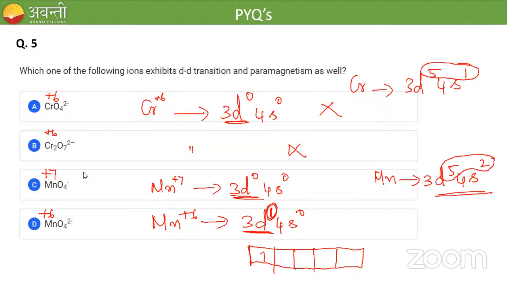So MnO4 2 minus is not permanganate. This is manganate ion. Manganate is paramagnetic only. Permanganate is called diamagnetic. Manganate is paramagnetic. So because of this one unpaired electron, this compound can exhibit d-d transition and paramagnetism as well. Got it? So option D is the correct answer. Vaishnavi, clear?